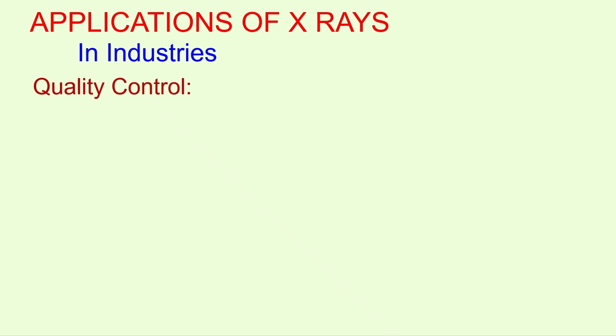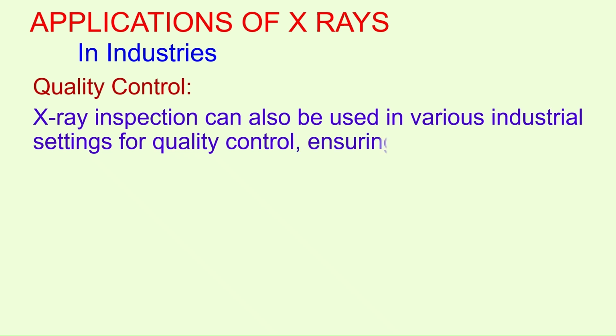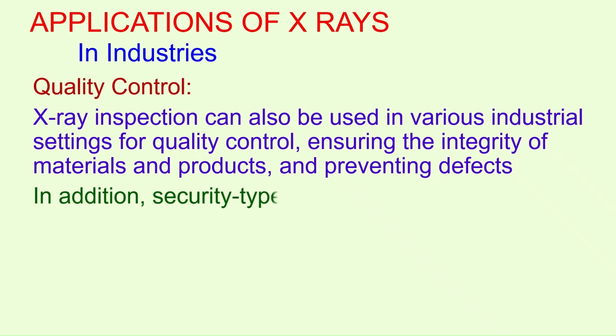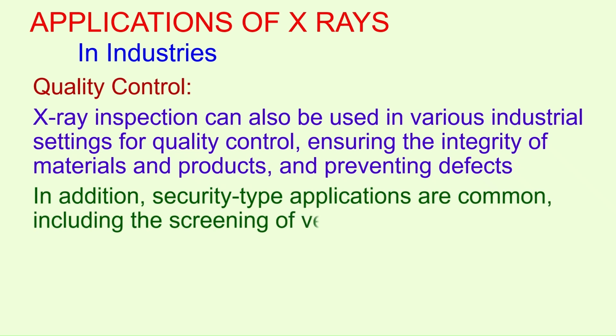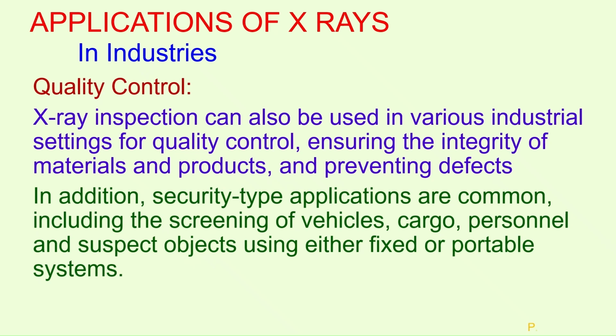Quality control. X-ray inspection can also be used in various industrial settings for quality control, ensuring the integrity of materials and products, and preventing defects. In addition, security type applications are common, including the screening of vehicles, cargo, personnel and suspect objects, using either fixed or portable systems.